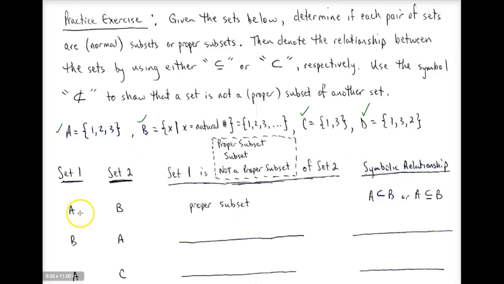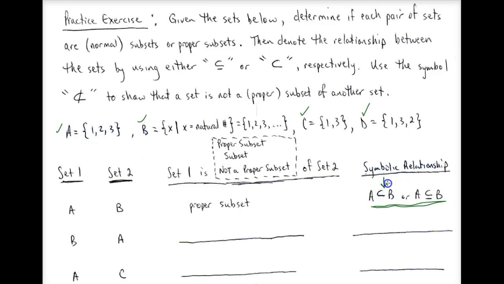So we see for the first one here, we're comparing A and B. We see that A is a proper subset of B because B is just a set of all natural numbers, and A is just the first three natural numbers. So the cardinalities of these sets are different, with the cardinality of A smaller than B, but everything that is in A also appears in B. So that's why we have proper subset. We could express that this way.